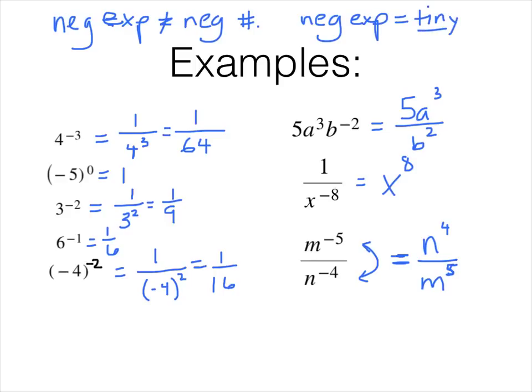Tiny, tiny numbers. Okay, that's important for us to remember. Zero exponent just gives us a one, so that one's super easy. Doesn't matter that the base is negative, it's still just a one. 3 to the negative 2 is 1 over 3 to the positive 2. 3 times 3 is 9, so 1/9. 6 to the negative 1, 1/6. So that negative 1 exponent is a reciprocal maker.